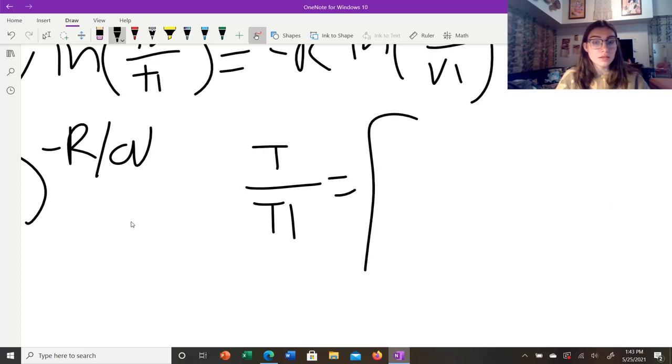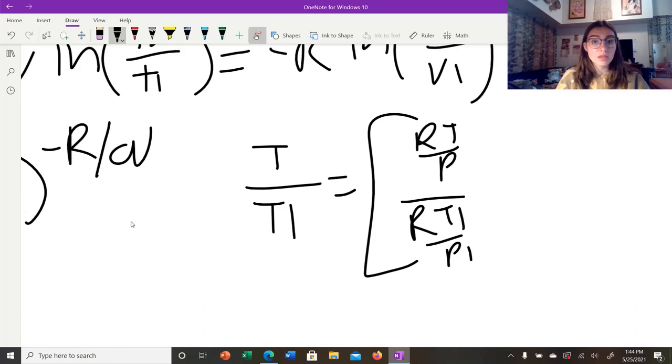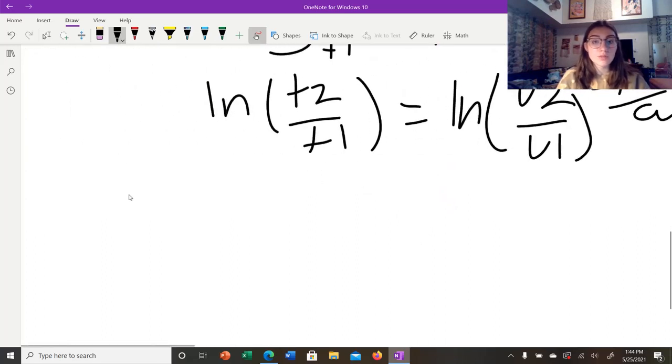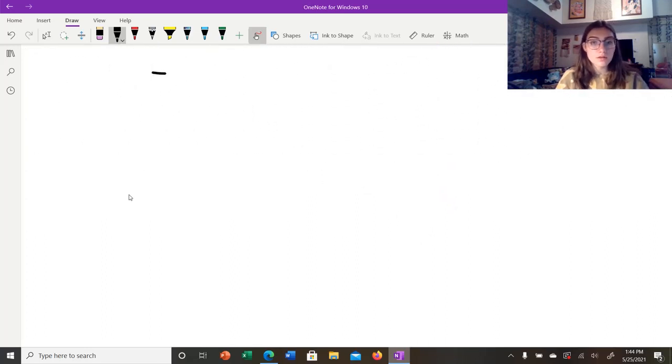T over T1 equals, so now what we're going to do is sub in the ideal gas law. So we have RT over P equals RT1 over P1 to get rid of the volume. We're going to cancel out our R's because they cross each other out. And then we're not going to cancel the T's or the P's because we have regular T's, and also T1s and P1s.